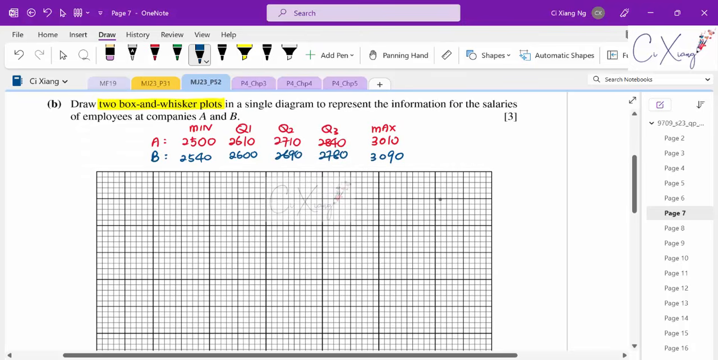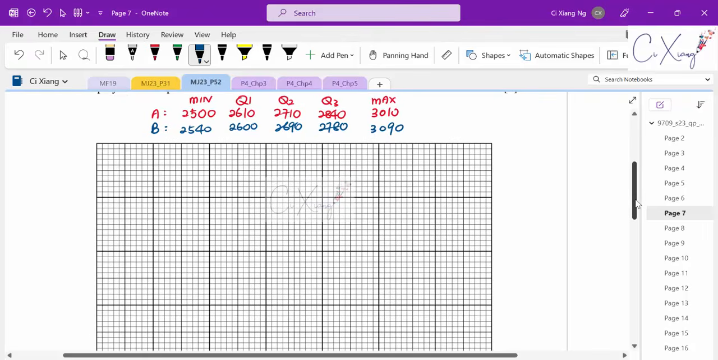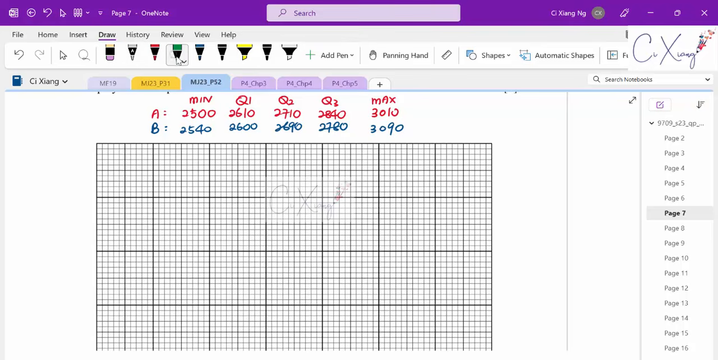Okay, now by looking at all these values, the minimum and maximum values, we try to squeeze everything into a single diagram. So they have to share the same scale for the x-axis. So I will start drawing now. My smallest value is 2,500, the largest value is 3,100. Therefore, when you want to sketch a diagram, you should start from 2,500 first. So maybe I'll make this one 2,500, and then 2,600 is this one. Should be enough to get to 3,100, right?